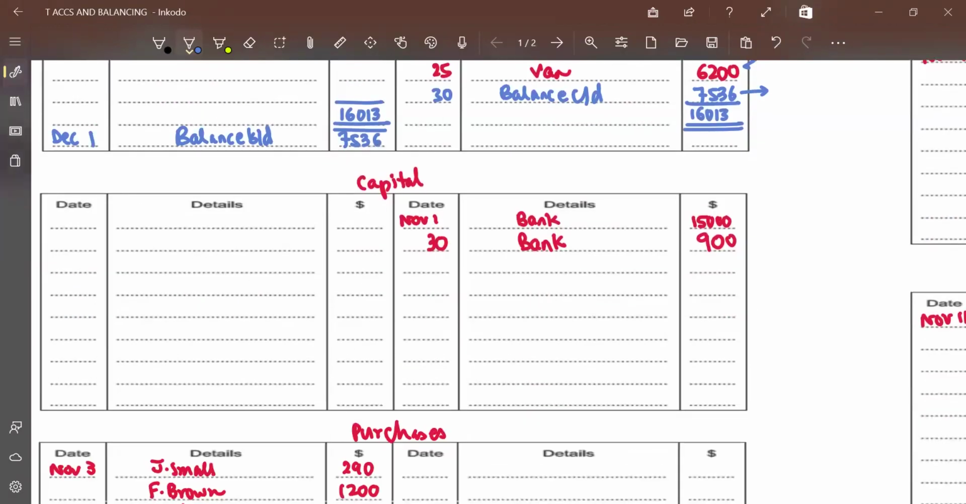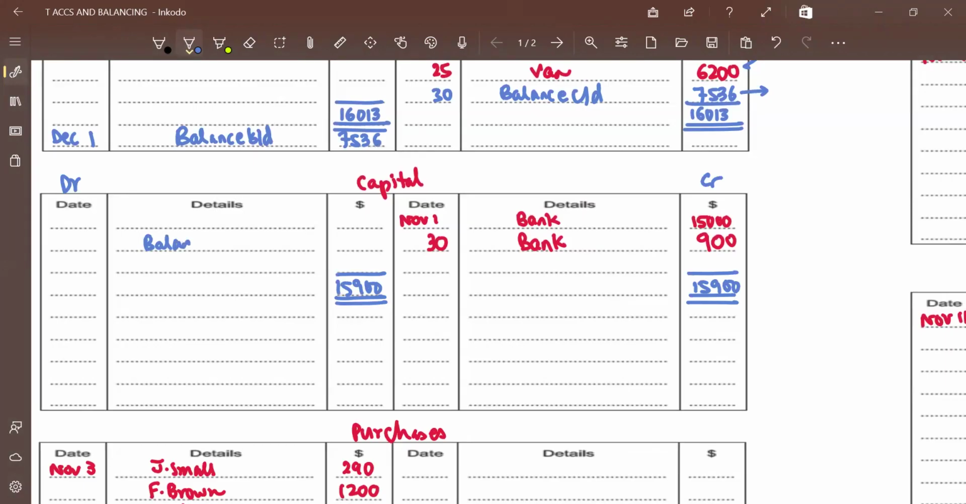Then you move on to the capital account. The balance in the debit side is zero. This is what you call the debit side. This is what you call the credit side. Leave a line, total them up. 15,000 plus 900 makes it 15,900. 15,900 on both sides. Once you've done the totals, the lighter side has to be entered with the balance.